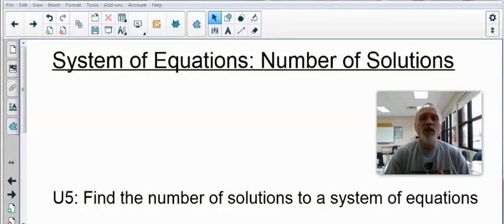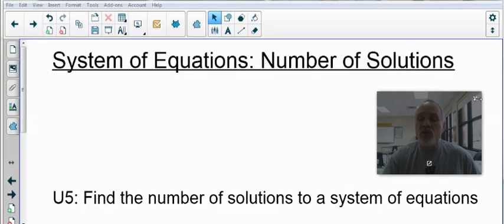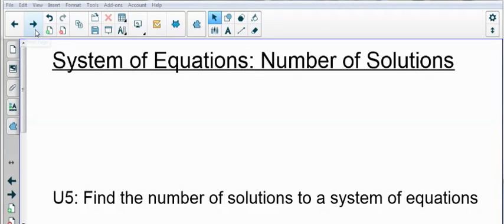Okay, welcome back everyone. Now we're going to work on systems. We've been working on systems of equations. This time we're going to look at the number of solutions, like how many solutions could there be, and that will be covered in U5, the number of solutions to a system of equations. Let's go ahead and get rid of this. Okay, let's get started.